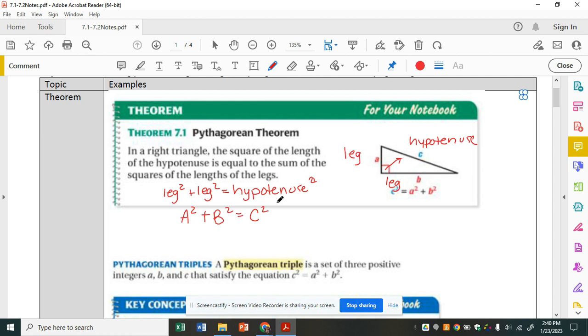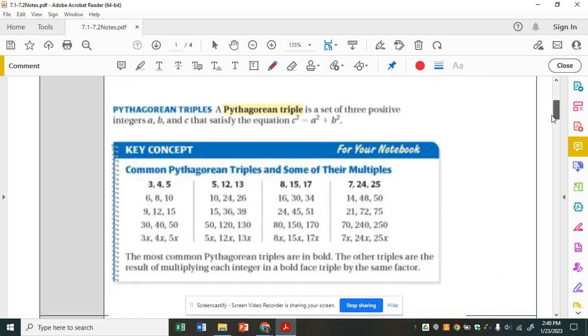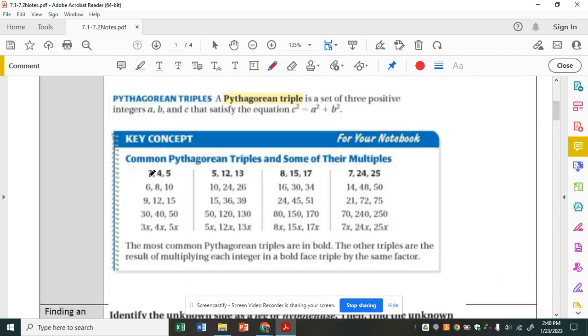Okay, c is always going to be longer than a and longer than b. So c is always going to be the longest side length in a right triangle. There are common types of right triangles. These are the most common side lengths for right triangles.